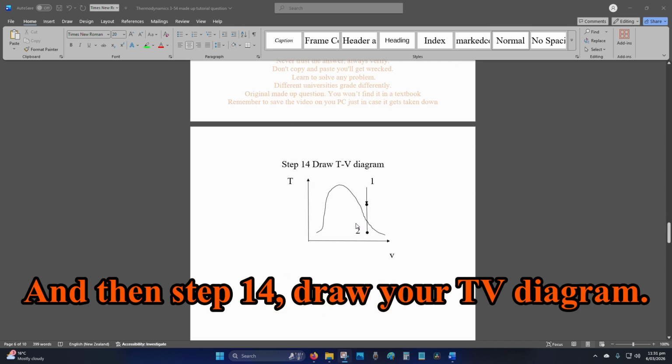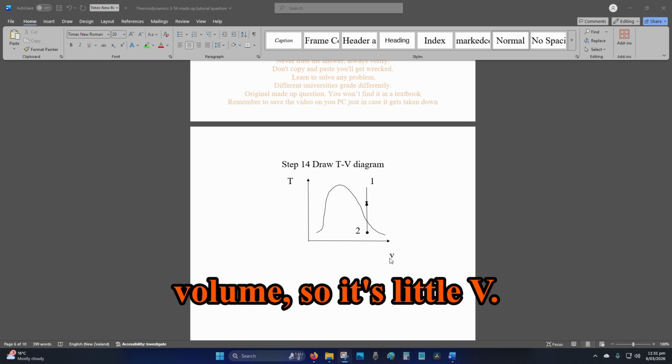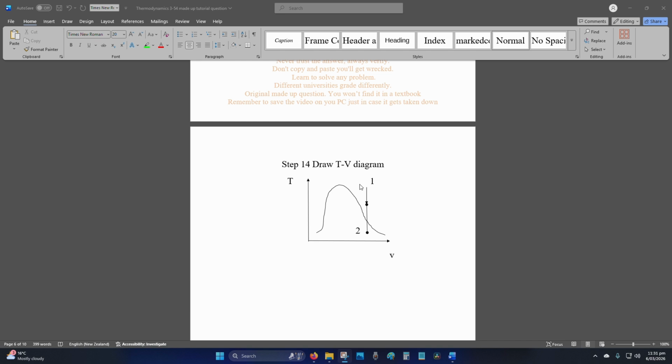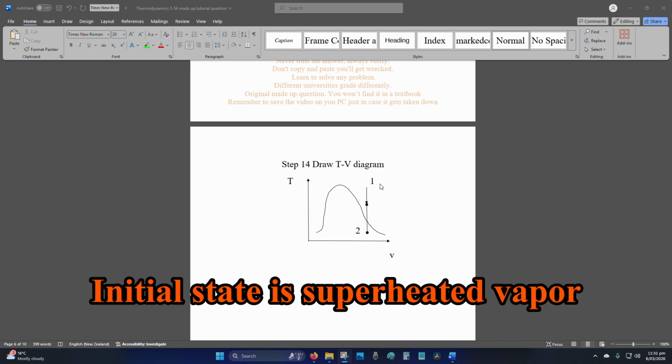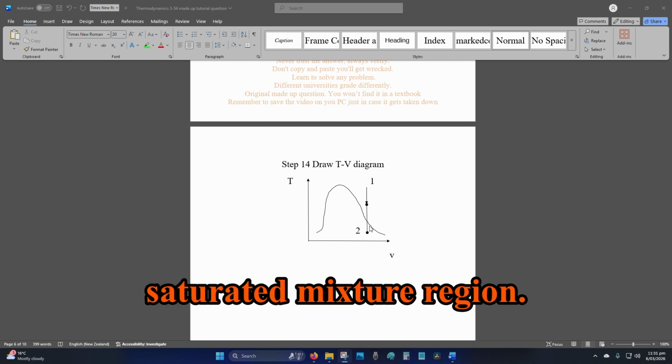And then step 14, draw your T-v diagram. So T being the y-axis, v being the x-axis, and it's the specific volume, so it's little v. The initial state is superheated vapor, and it cools down into the saturated mixture region.